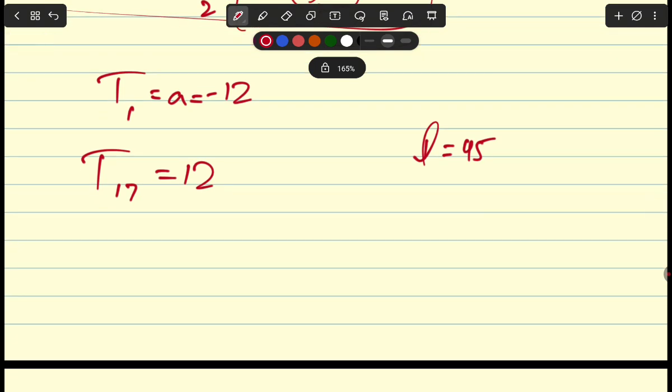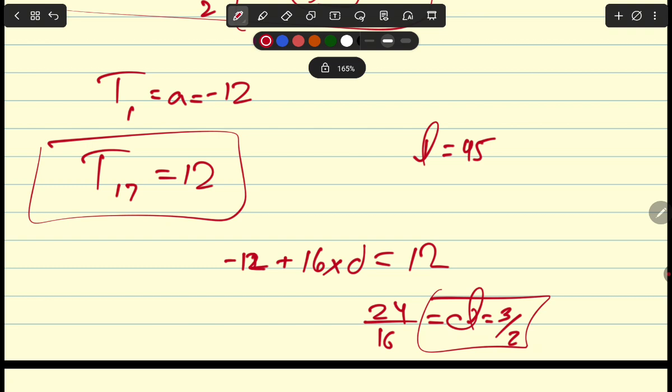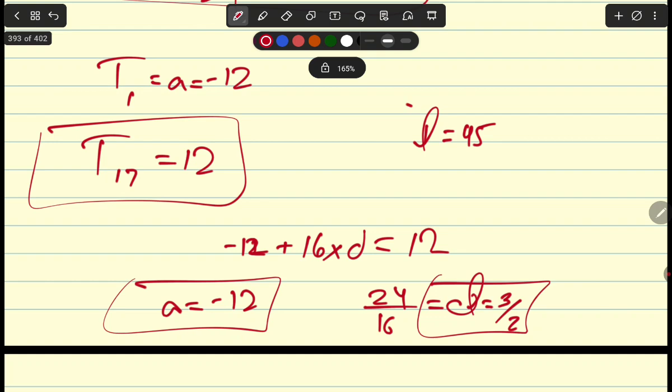All you need to do is find out n first, right? So first of all, if term 17 is 12, so term 17 is what? A plus (n minus 1), which is 17 minus 1, times D. We don't know D, but we do know A, which is negative 12, and it is equal to 12 because the 17th term is 12. So 24 upon 16 is equal to D, which is 3 upon 2. So we know the common difference, which is 3 upon 2, and we know A, which is negative 12. So we can find out which term this 45 is, right?